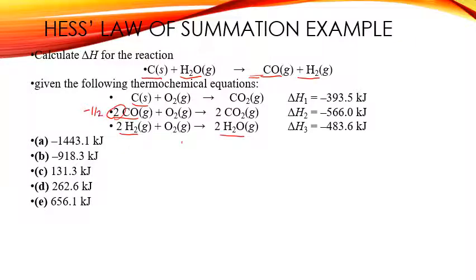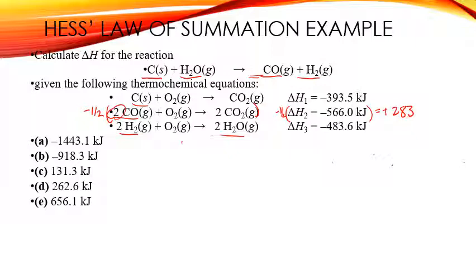So overall, I'm going to multiply this entire reaction by 1/2, which means that I would take my delta H value and multiply that by -1/2 as well. So when I do that, that would now give me a positive, and what's that going to be? 283.